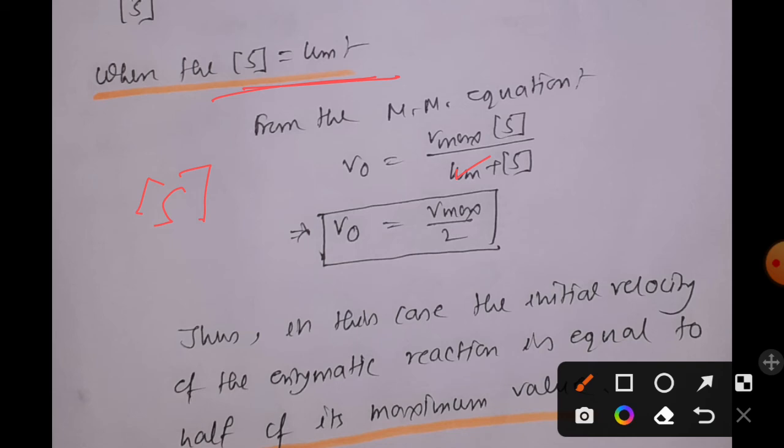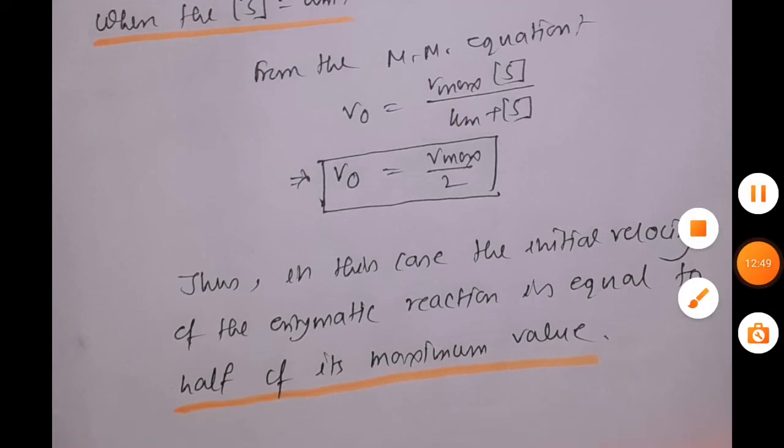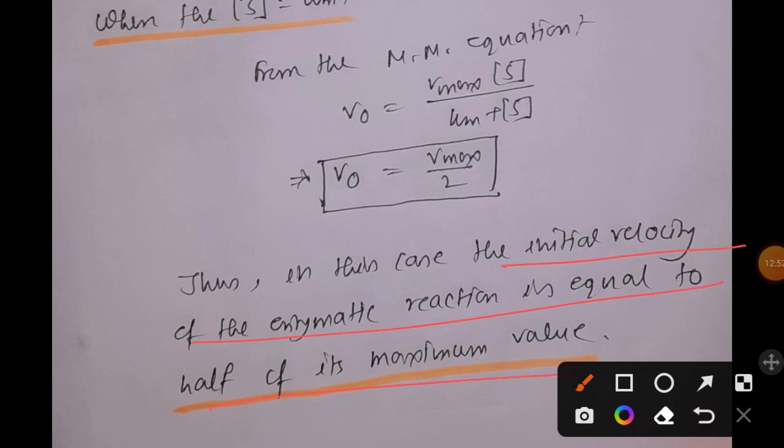That means here we can write substrate concentration in place of Km. So we will get V0 is equal to Vmax into S by 2S. Now by cancelling substrate and substrate we will get V0 is equal to half Vmax. That simply means when the initial velocity is half of its maximum velocity, the value of Km will be exactly equal to the concentration of S. Please remember the line I have mentioned, because it is going to be a very important line for our next video. So in this case the initial velocity of the enzymatic reaction is equal to half of its maximum velocity.